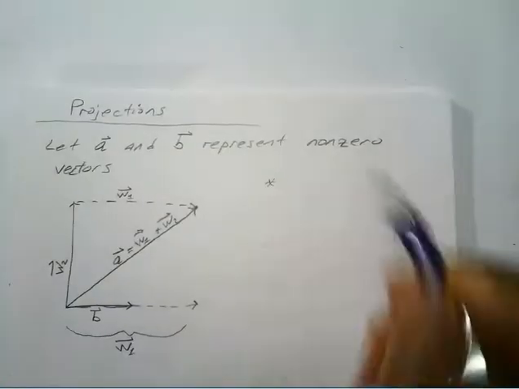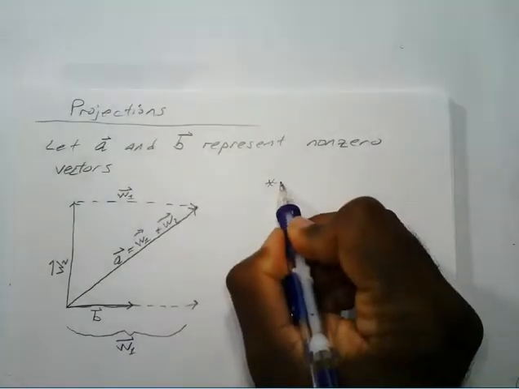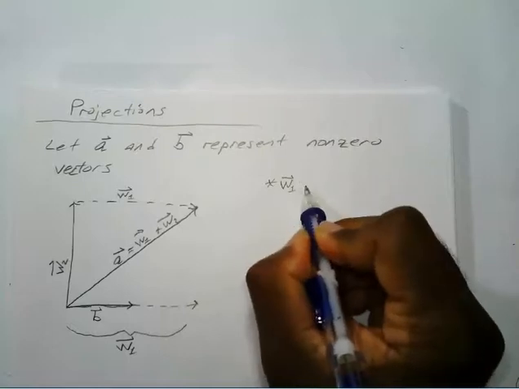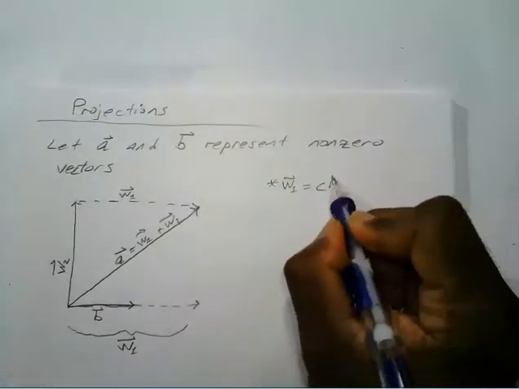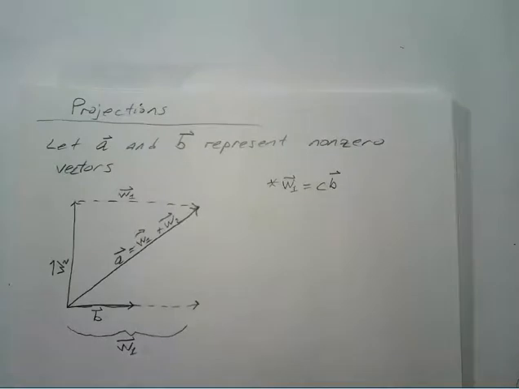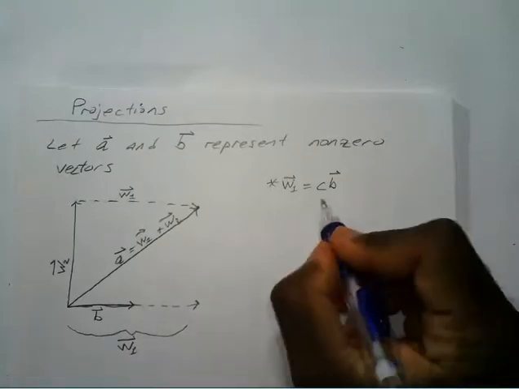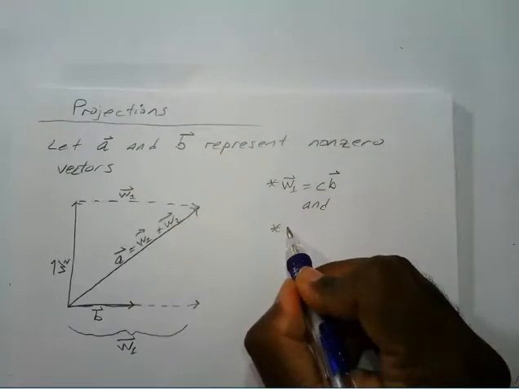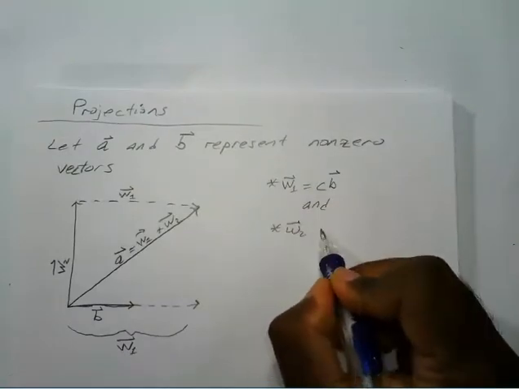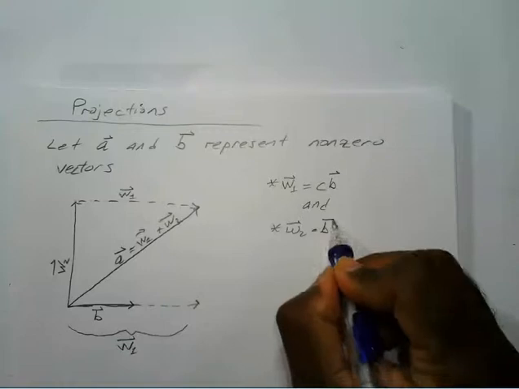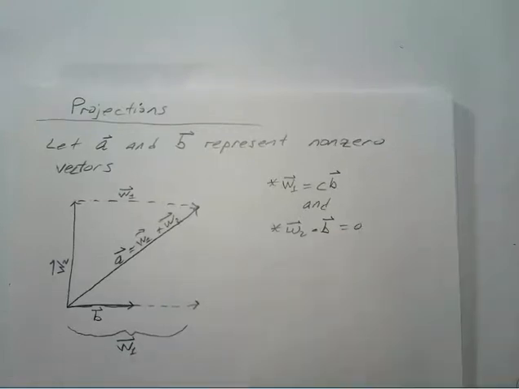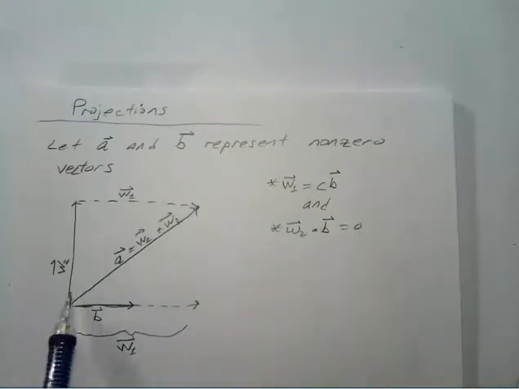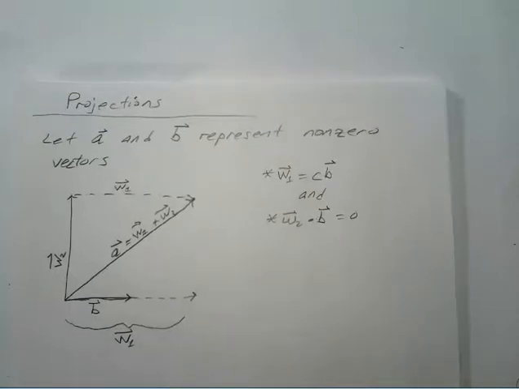Okay. So really what that gives us is that vector W1 is equal to some constant times vector B. So they're parallel, and this is just the same direction, but it's just longer. And we also see that the dot product of vector W2 and vector B is equal to 0. How do we know that? Because of the 90-degree angle. Remember, two 90-degree vectors are orthogonal.